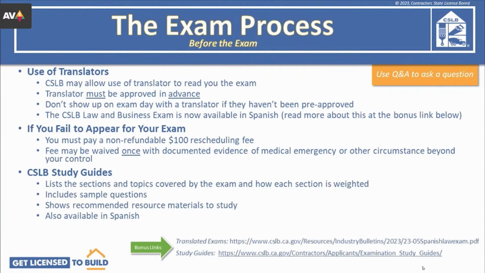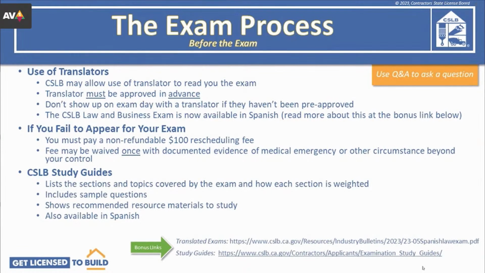The CSLB Law and Business exam is now available in Spanish. There's a link at the bottom of the page to read more about this new option. Question 16 on the application asks if you need to use a translator to complete the examination and the language the exam will be translated into. The translator must be approved by CSLB in advance. You cannot just show up on the day of your examination to the test center with someone to translate the exam for you.